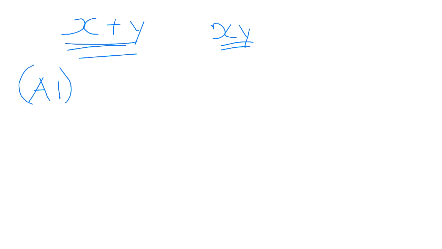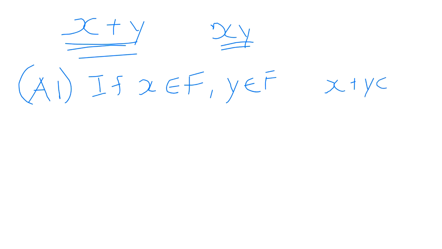If x is in F and y is in F, then x plus y is in F. So these are the axioms for a field. If you have two numbers from the set and you add them together, it should still be part of the set.